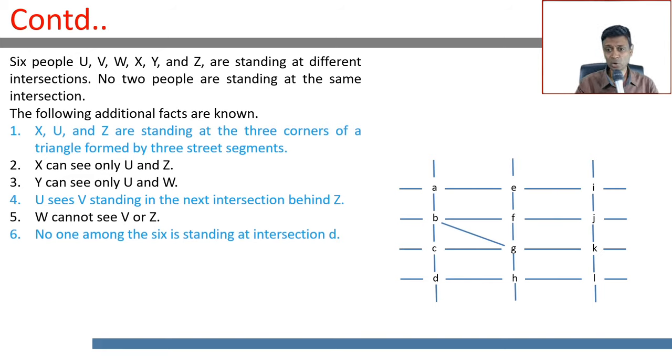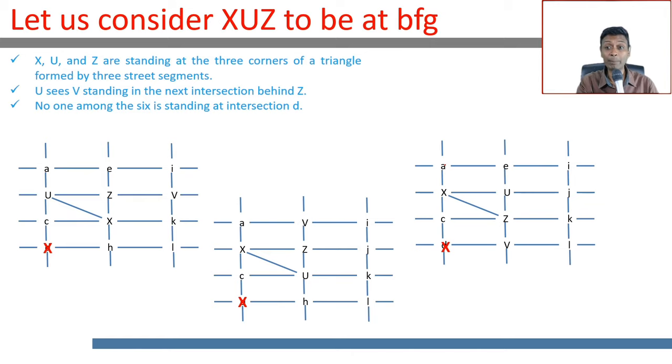Let's break it down. The triangle could be the BCG triangle or the BFG triangle. So nobody standing at D, that's the easy part. Between this and this, we could draw some possibilities with the BCG triangle, some with the BFG triangle. I'm going to pick one of the two triangles, draw all possibilities, then go to the other triangle methodically. So let's say we pick BFG. And so we could have UZV like this, like this, and like this. We cannot have UZ the other way around. There's no room for V this side. And so left to right, bottom to top, top to bottom. So three possibilities here using the triangle BFG as XUZ.